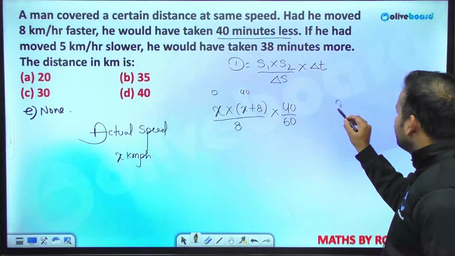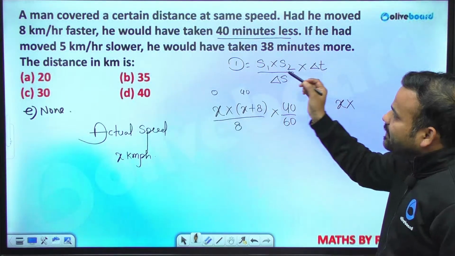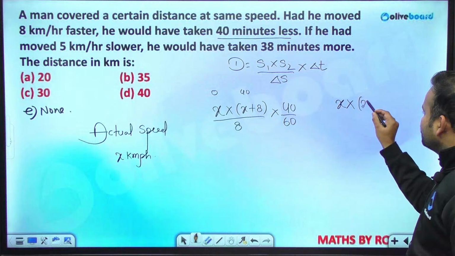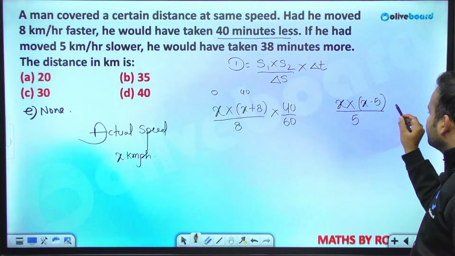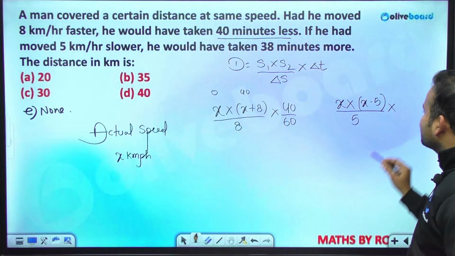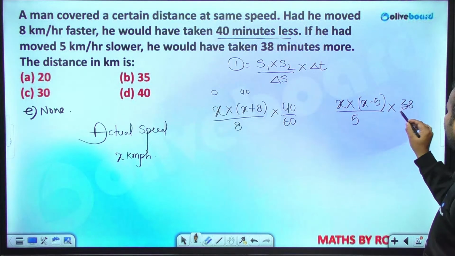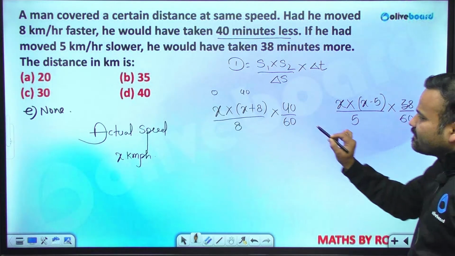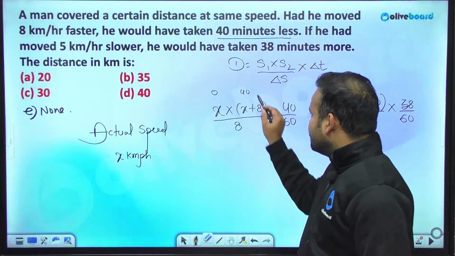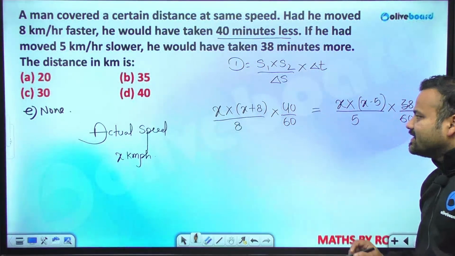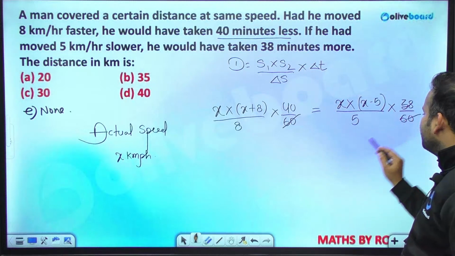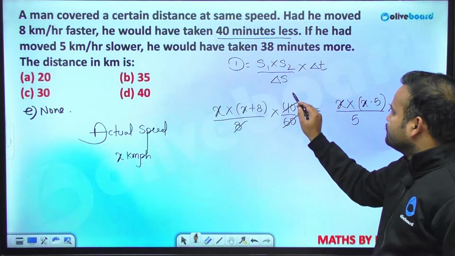Next day, he reduced his speed by 5 km per hour, so that is x minus 5. This is case 2. Difference of speed is 5. And what about the delay? Delay is 38 minutes, so 38 upon 60. In either expression, I'm computing the distance. That means distance is same, so putting the equal sign, 60 and 60 get eliminated. This is 8 times of 5.